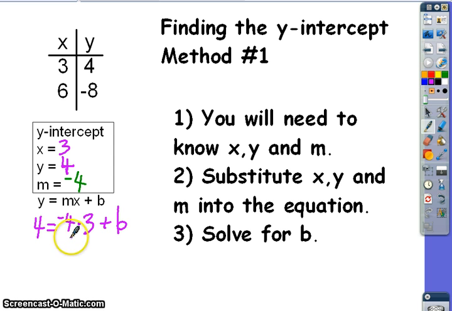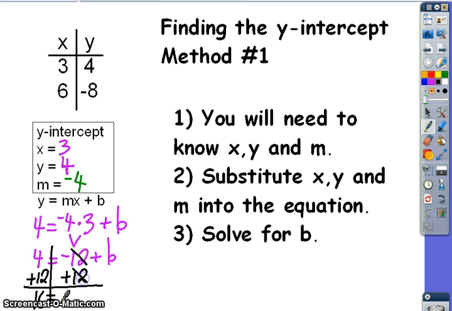So I'm going to go ahead and multiply these, which gives me -12. The 4 and the equals is the same. The plus b is the same. And I need to find b. I need to get b alone. So I'm going to solve by adding 12 to both sides. So I get 16. These cancel. I get b is 16. So my y-intercept is 16 by method 1.